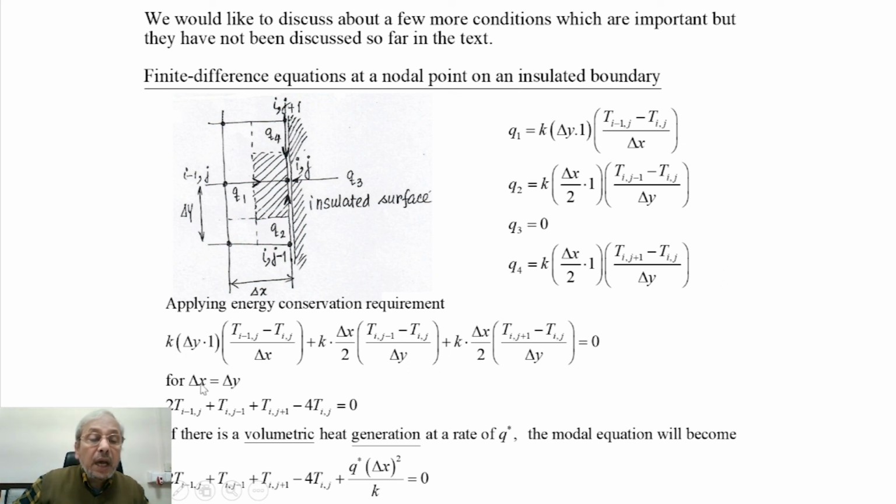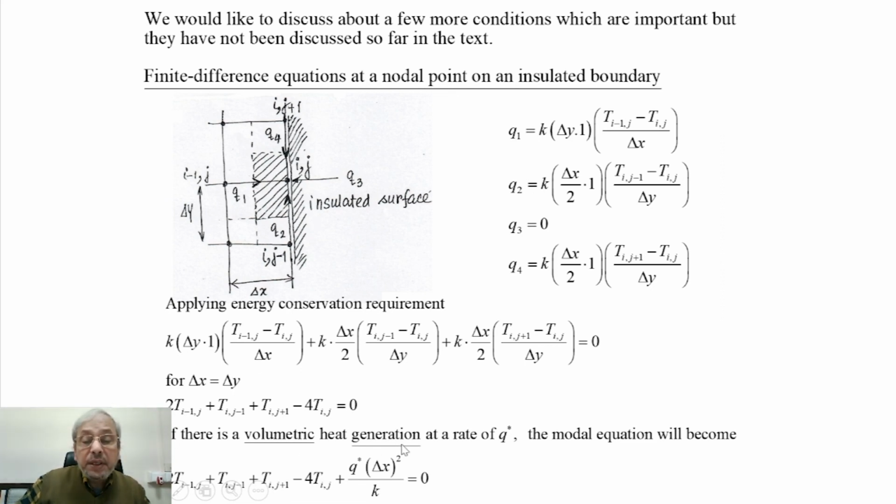We can write this, and from here we can write twice Ti minus 1j plus Tij minus 1 plus Tij plus 1 minus 4 times Tij equal to 0. This is the equation for this node if it is located in such a way that it faces insulation on its side. That means the surface is insulated and this node is located here, whereas the right hand side is insulated.